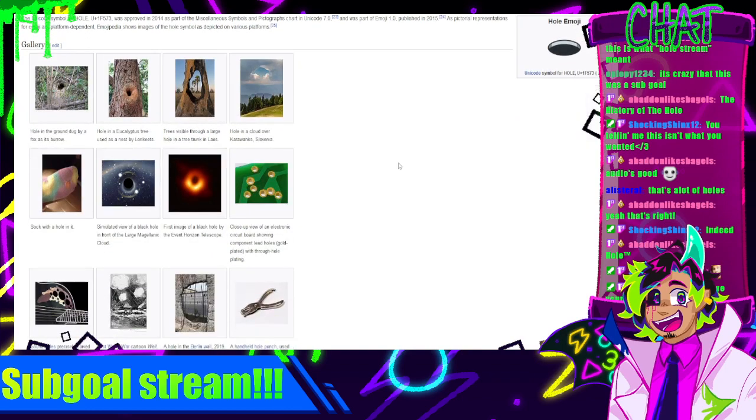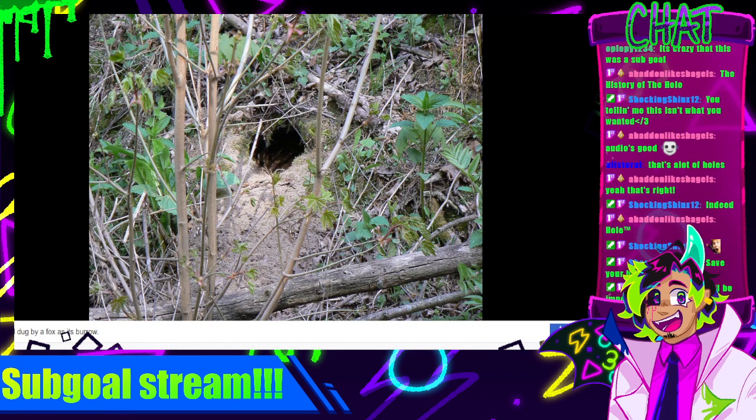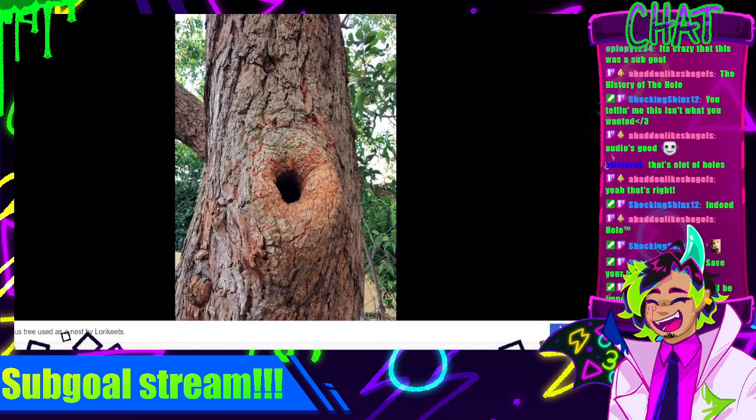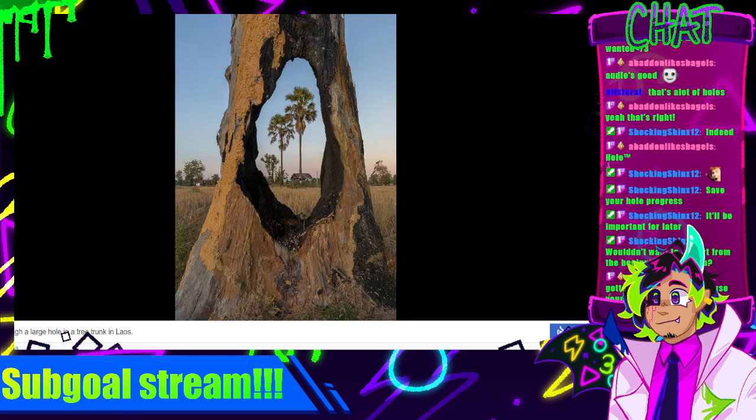Let's check out the gallery here. There's a lot of gallery. Look, this is a hole in the ground dug by a fox as its burrow. This is a hole in the eucalyptus tree used as a nest by lorikeets. Trees visible through a large hole in tree trunk in Laos. Oh my god.